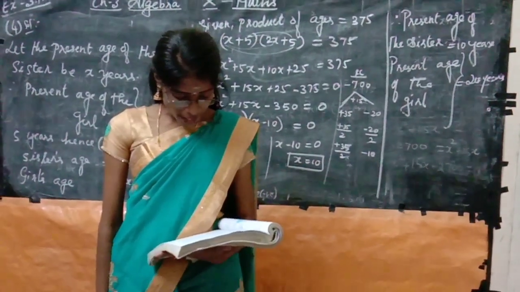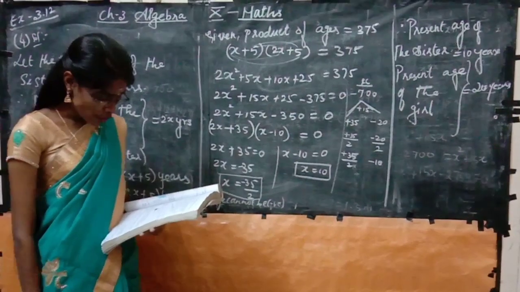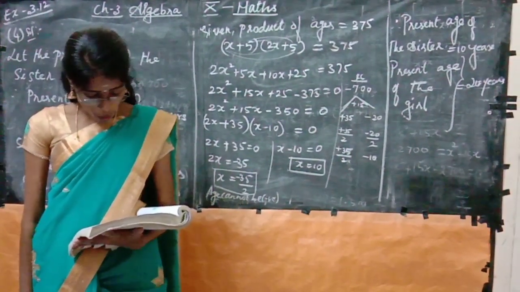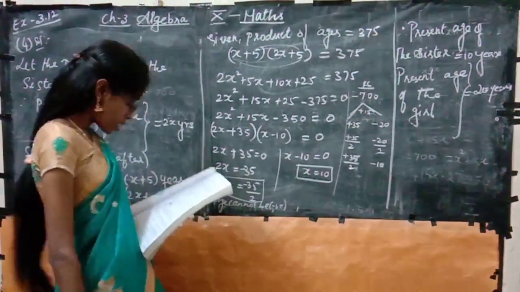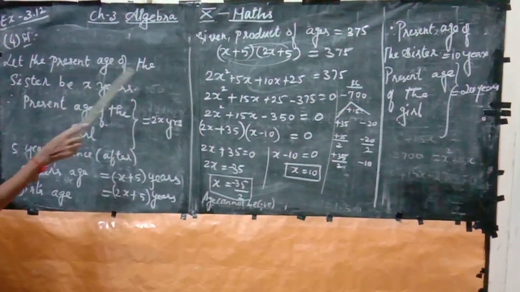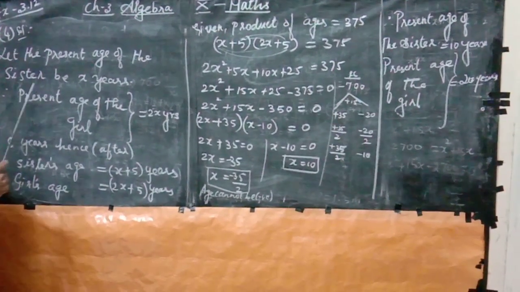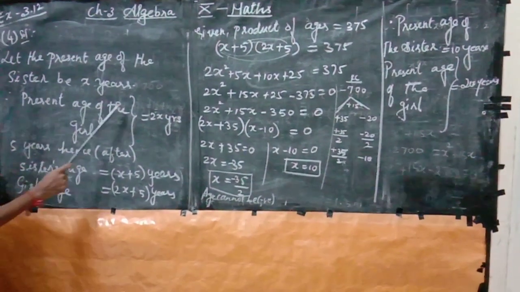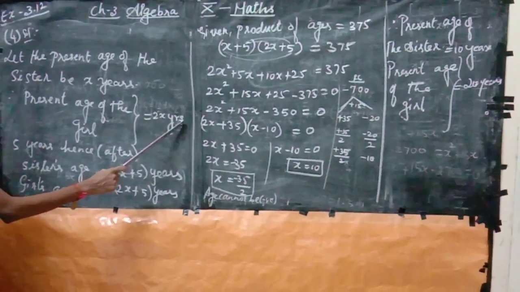A girl is twice as old as her sister. 5 years hence, the product of their ages in years will be 375. Find their present ages. The girl is twice as old as her sister. Let the present age of the sister be x years. The girl is twice as old as her sister, which means the present age of the girl is equal to 2 times x, 2x years.